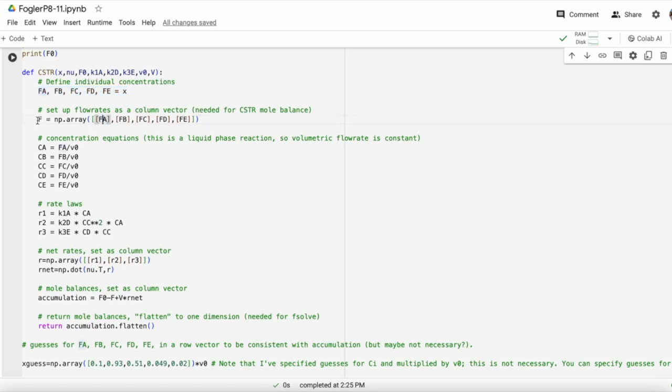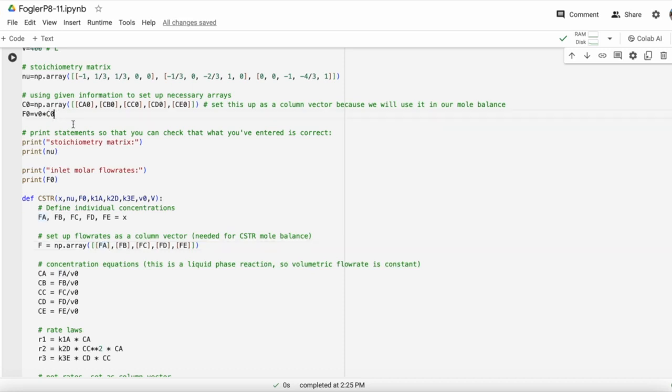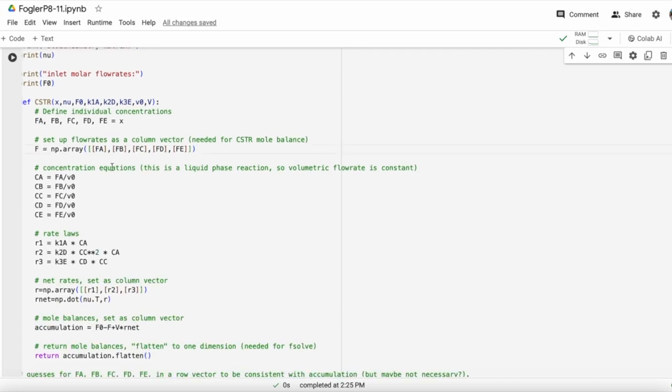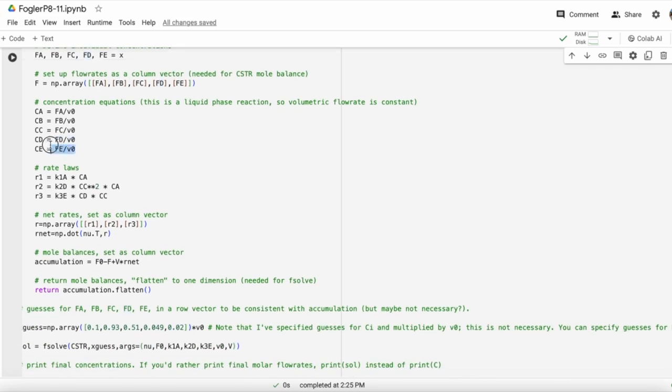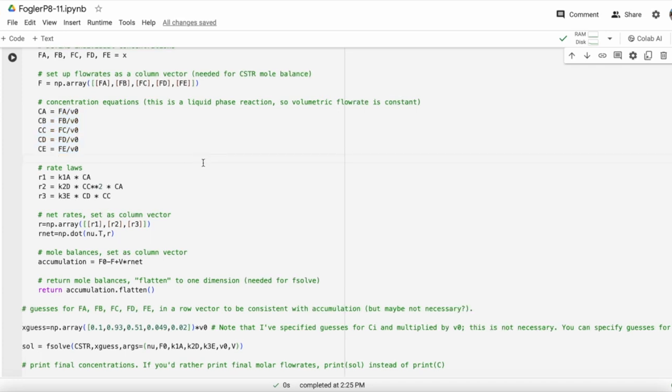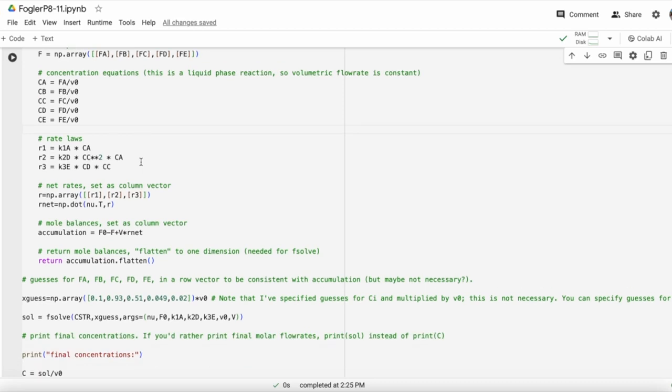Next, I'm going to start building my mole balance. For my mole balance, I need inlet molar flow rates. I've already defined those here. I need exit flow rates. I'm going to define those here based on the values that I just defined from my solution. And I also need concentrations. This is because my rates are all written in terms of concentrations. So I'm going to write concentration equations in the same way that we're used to, really, in order to construct concentrations from molar flow rates.